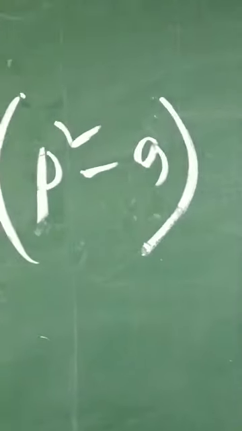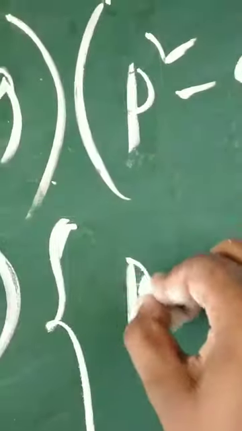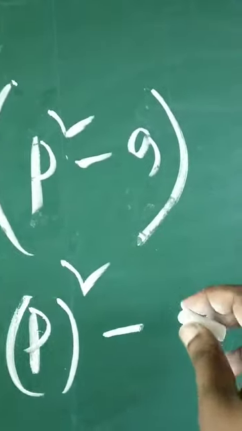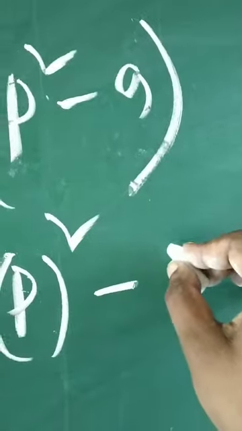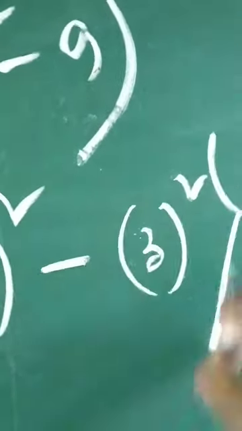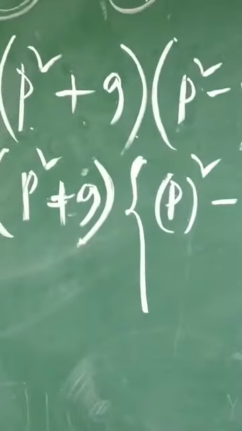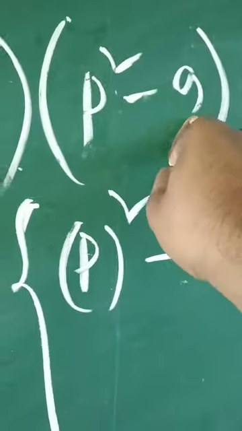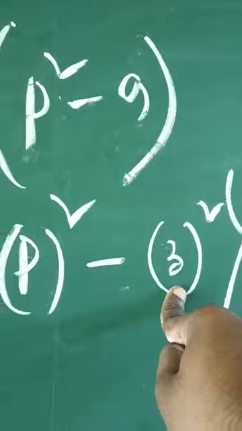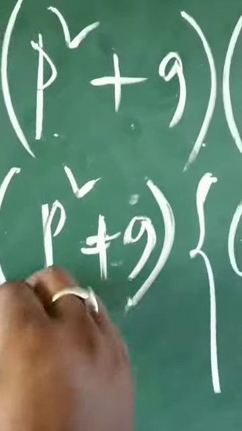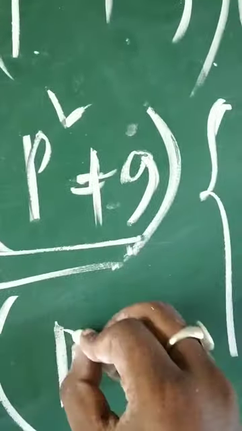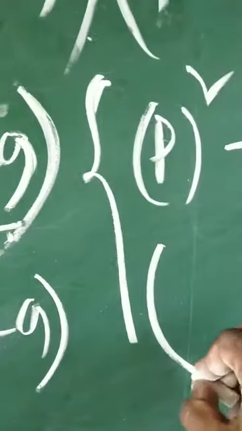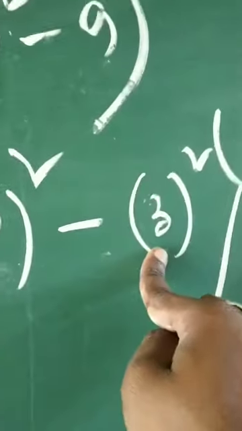What is that, children? Let us have a look. I write p square in this form, and minus 9 I'll write in the form of 3 square. So p square minus 3 square. Now p square plus 9 cannot be factorized further. It will remain as it is, and this one will be factorized as p square minus 3 square.